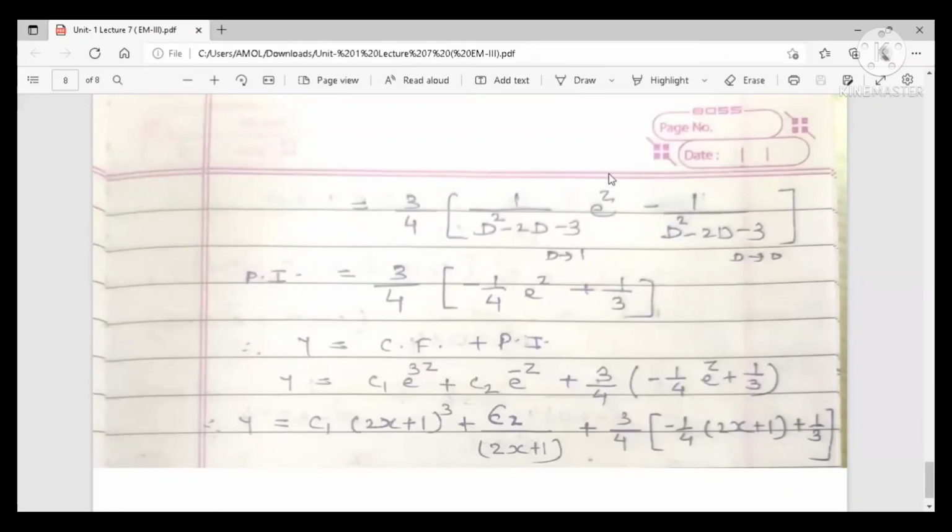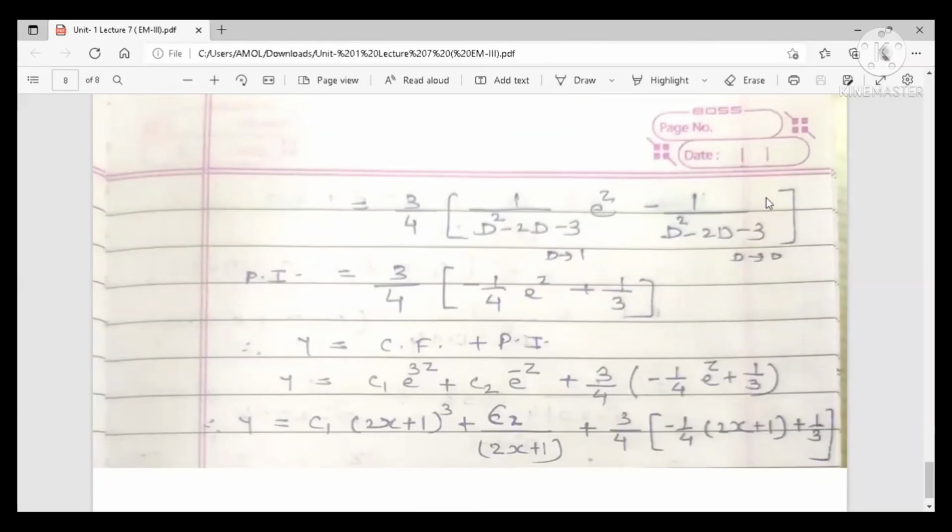Now how to solve for the exponential function? In the first case of the shortcut method, we replace d by the coefficient of z in the exponential function. The coefficient of z in the exponential function is 1. So replace d by 1. So d square means 1 square, 1, minus 2, the value of d is 1, so the middle term is also minus 2. 1 minus 2 minus 3 is minus 4. So the term is minus 1 by 4 into e raised to z after replacing d by 1.